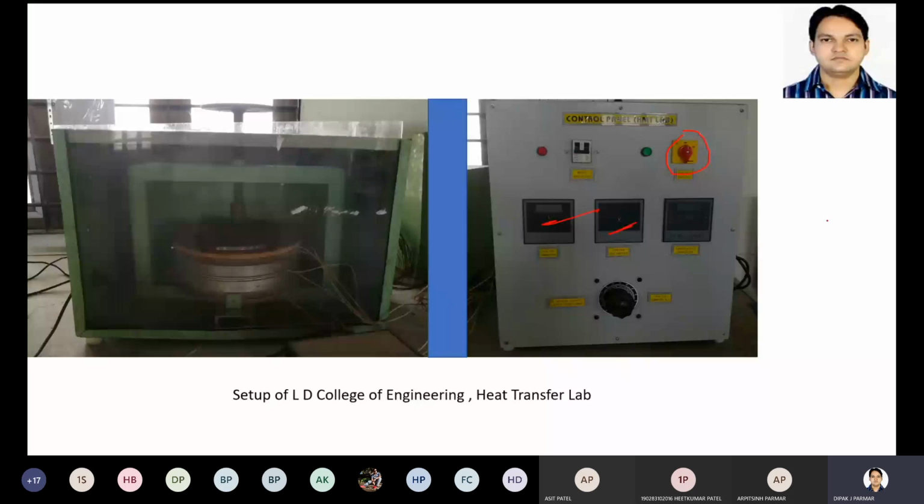And as this is a resistance heater, as I mentioned, it will convert this electricity into heat. And as you know, heat Q equals voltage into current. So whatever input you are supplying, V into I, that will be generated into heat. Once you supply heat, the temperature will start varying.